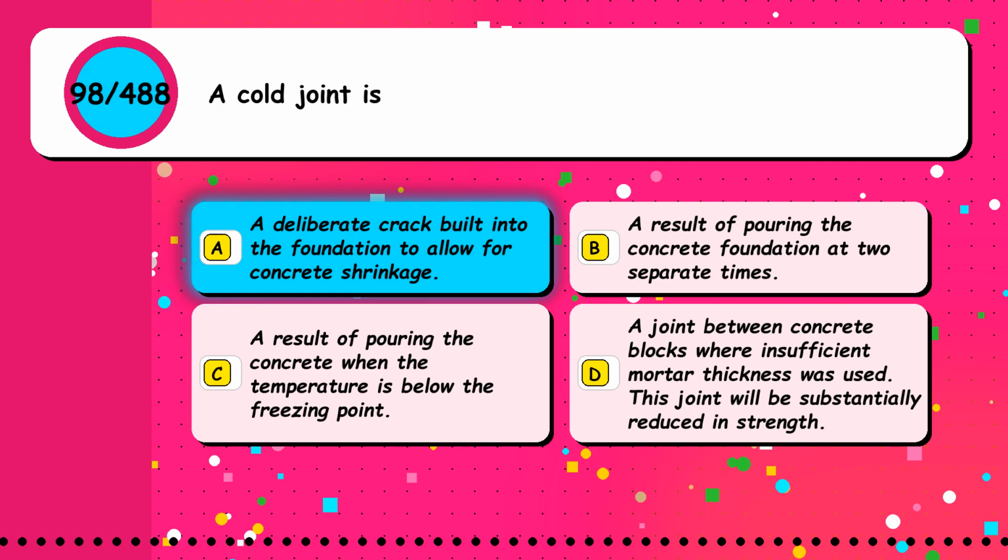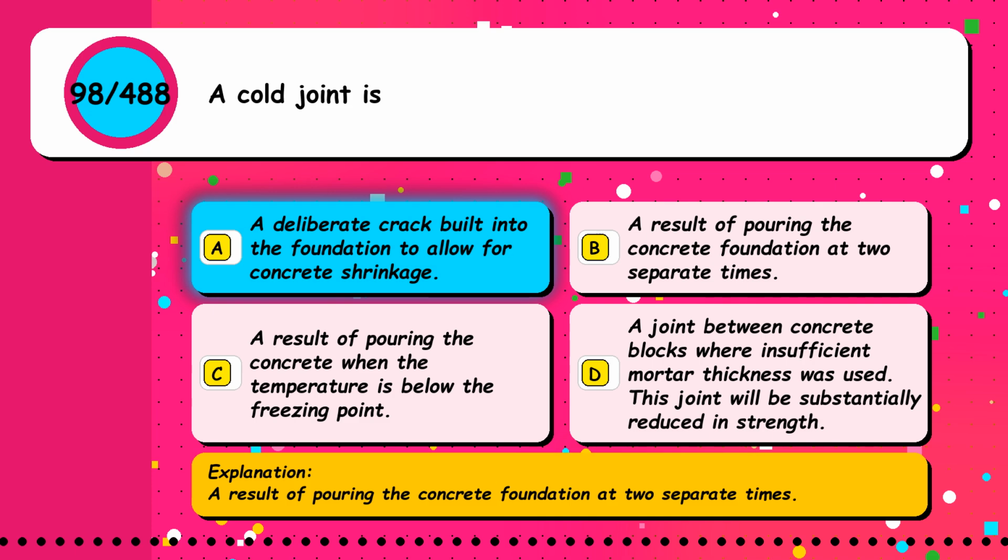The correct answer is option A, a deliberate crack built into the foundation to allow for concrete shrinkage. A result of pouring the concrete foundation at two separate times.